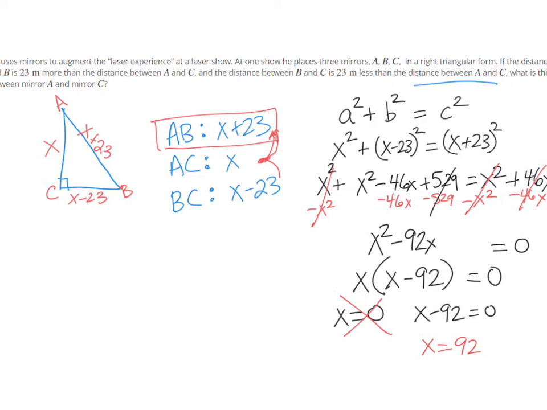So if x is 92, it says, what is the distance between A and C? Well, how lucky are we there? Because that's exactly what x is, the distance between A and C. So I would say my answer is 92 meters.